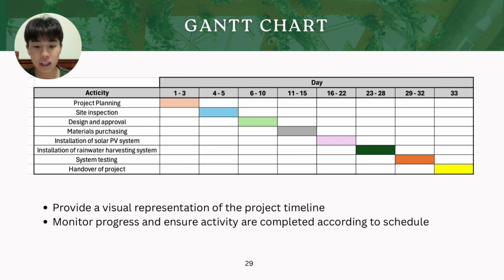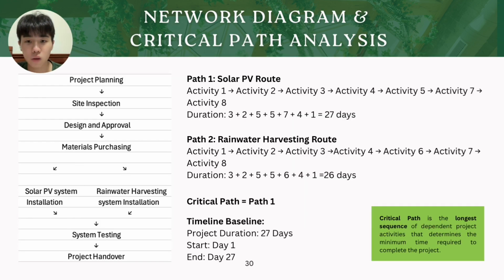The Gantt chart provides a visual representation of the project timeline and shows the duration of each activity. It helps project managers to monitor the overall progress and ensure every activity is completed according to the schedule. Now let's take a look at the network diagram and critical path analysis. The network diagram illustrates the sequence and dependency of project activities. It shows which activities must be completed before the next activity can begin.